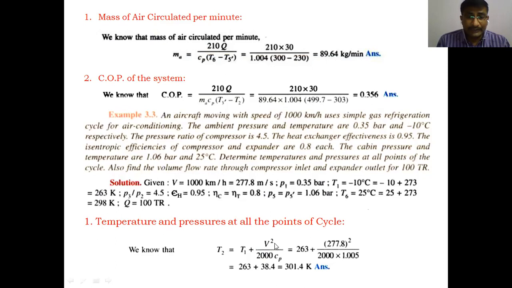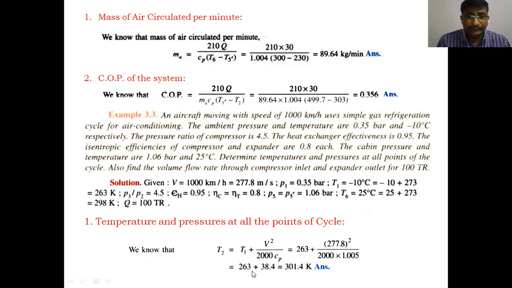T2 equal to T1 plus V square by 2000 Cp. This is the equation we get by applying the energy equation between 1 and 2, that is, before entering the aircraft and after entering the aircraft, the energy balance equation. By the energy balance equation, we get the temperature after entering the compressor during the ramming action. So T1 is the given ambient condition, that is 263 kelvins, plus V, the velocity of the aircraft, 277.8 meters per second whole square, divided by 2000 into Cp, which is in kilojoules per kg Kelvin, 1.005.